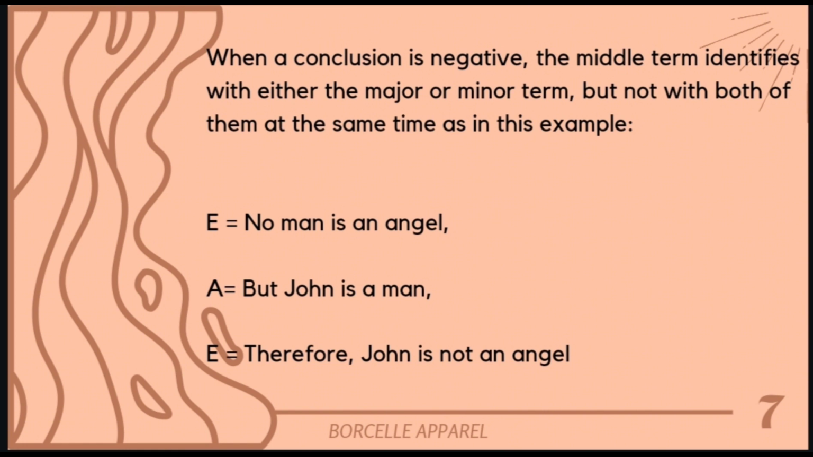So, the E, therefore John is not an angel, is the conclusion drawn from the premises. Since the major premise states that no man is an angel, and John is within the category of man, which is the minor premise, the conclusion logically follows that John cannot be part of the category of angel. So, this demonstrates a valid syllogism with a negative conclusion, where the middle term, man, is associated with the minor term John and doesn't overlap with the major term angel.